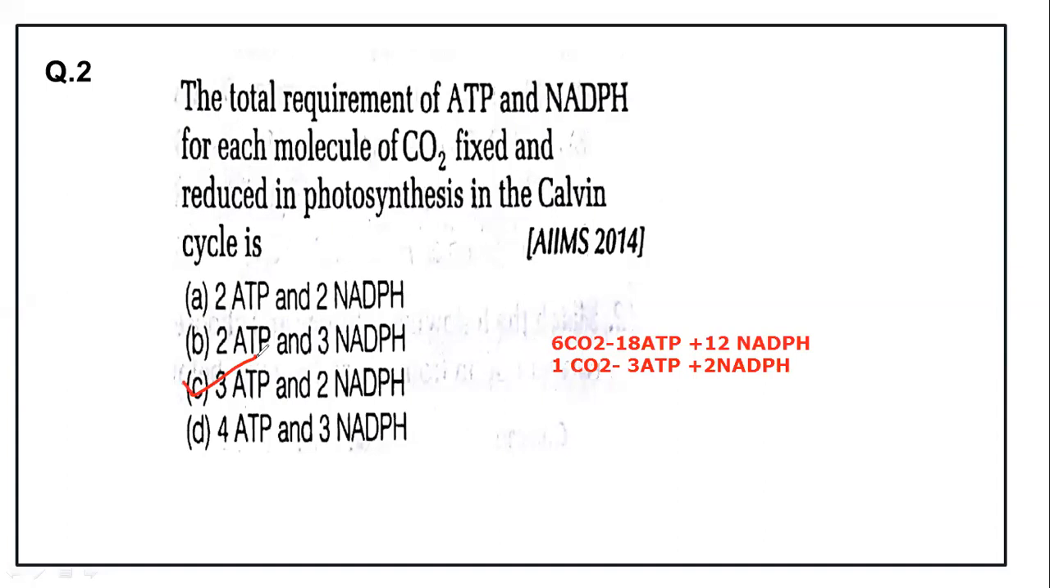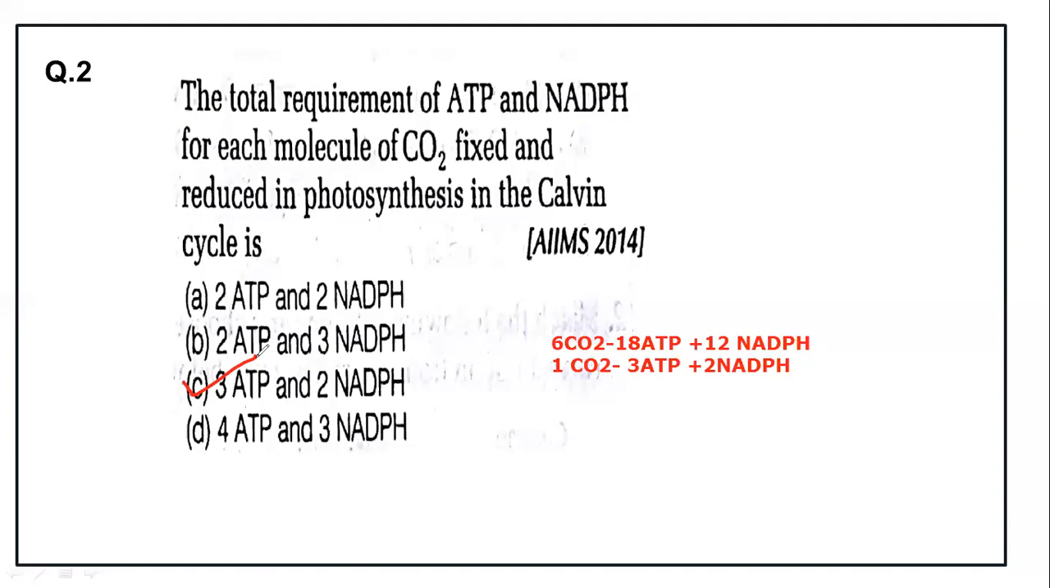Because you know that 6 RuBP plus 6 CO2 form 12 PGA. 12 PGA to 12 PGAL formation, that step requires 12 molecules of ATP. Another is during the regeneration phase of RuBP, 6 ATP is required. So 18 ATP molecules. And for 12 PGA, phosphoglyceric acid, to phosphoglyceraldehyde formation, 12 NADPH is used.